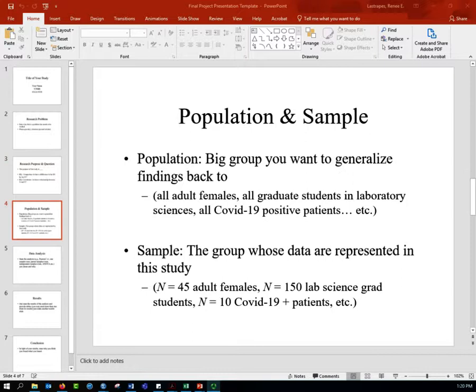Okay, so the population and the sample. The population is the big group that you want to generalize your findings back to. So all adult females, all graduate students in laboratory sciences, all COVID-19 positive patients, etc. And then the sample is the group whose data are represented in your study. So I have an N of 45 adult females, or 150 lab science grad students, or 10 COVID-19 positive patients, etc.